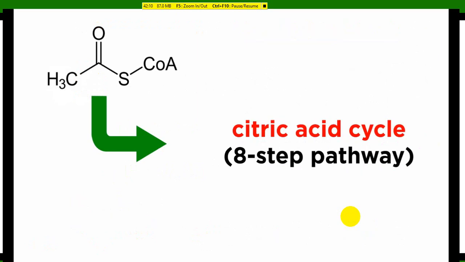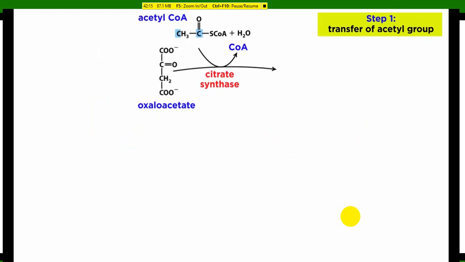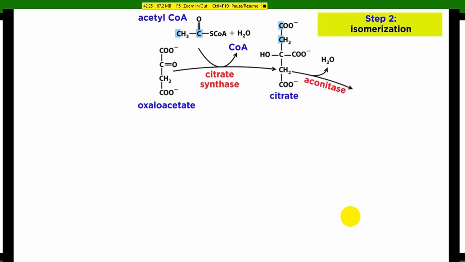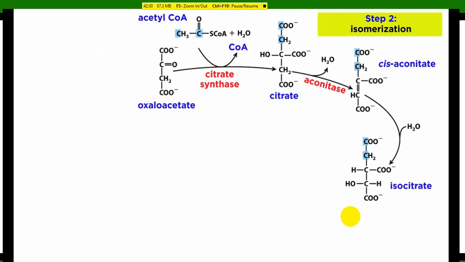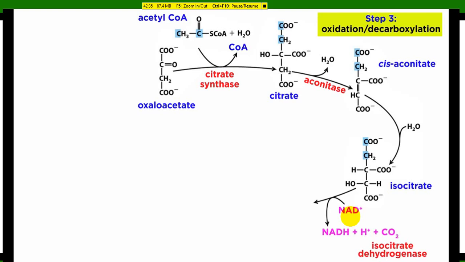This is an 8-step pathway requiring 8 separate enzymes. In the first step, the enzyme citrate synthase removes the acetyl group and tacks it onto oxaloacetate to form citrate. Next, with help from aconitase, a water molecule is removed and another one is added to generate a structural isomer of citrate called isocitrate. Then, catalyzed by isocitrate dehydrogenase, isocitrate is oxidized by NAD+, and then decarboxylates to form alpha-ketoglutarate.